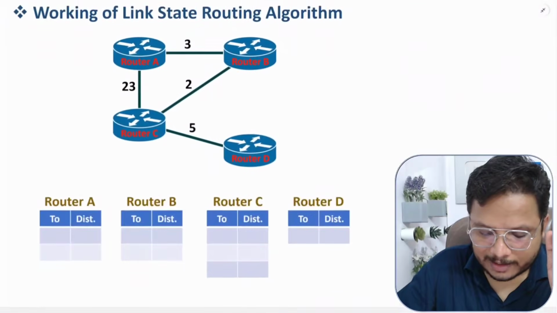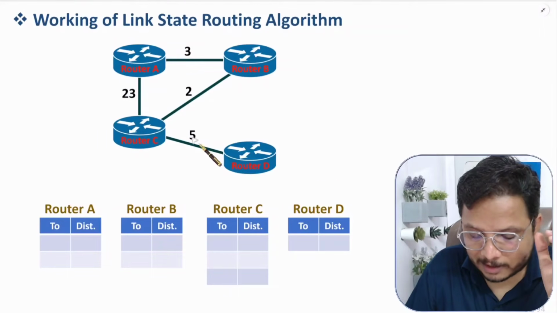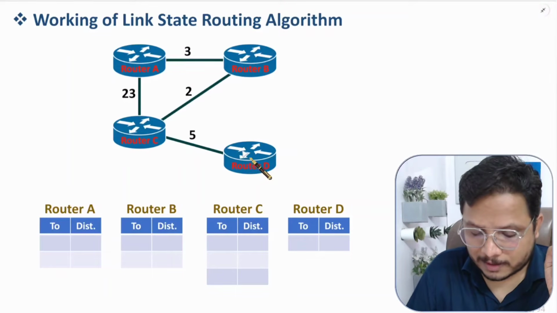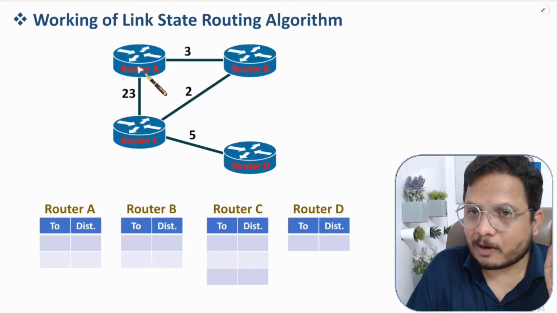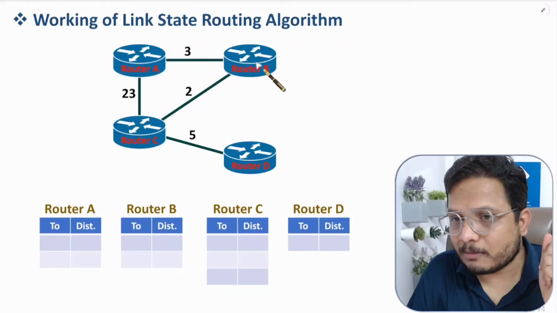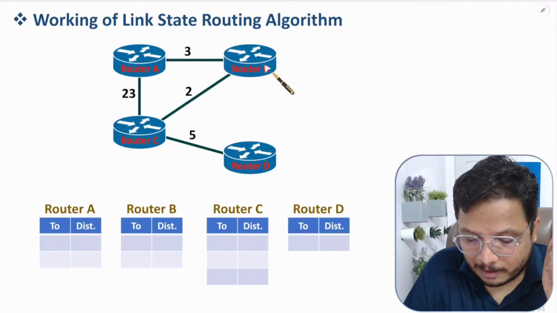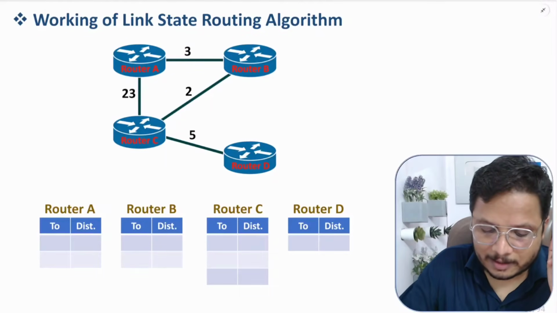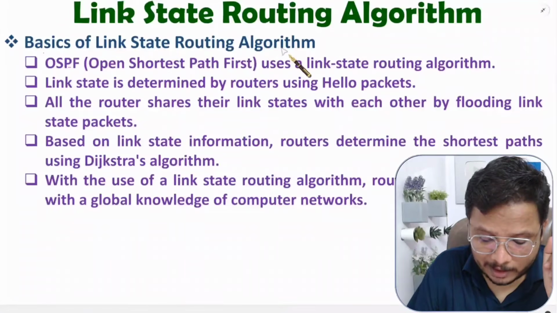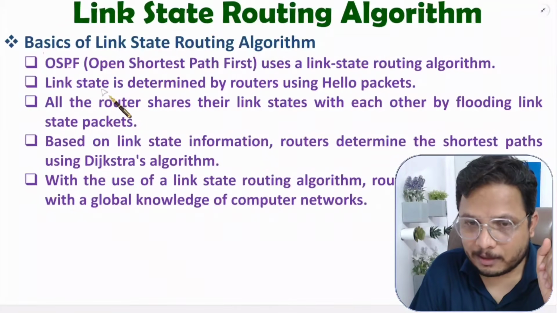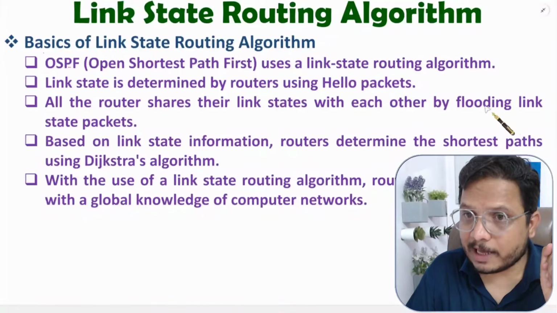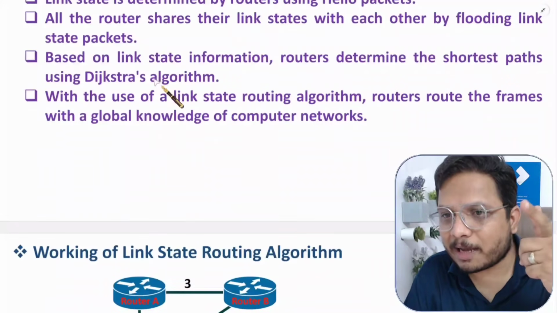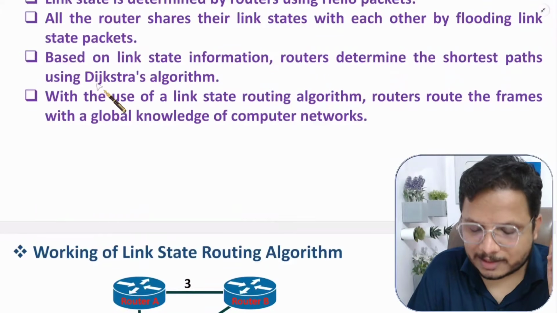First of all, see what is happening. Router A, router B, router C, router D: these four routers are sharing their link state with each other. Once all the link states are available with all the routers, they run Dijkstra's algorithm inside the router, and based on that algorithm, it identifies the shortest path. So in this routing algorithm, first identification of link state happens, then routers share their link state by flooding, and once all the link states are available with the routers, the router determines the shortest path with the use of Dijkstra's algorithm.